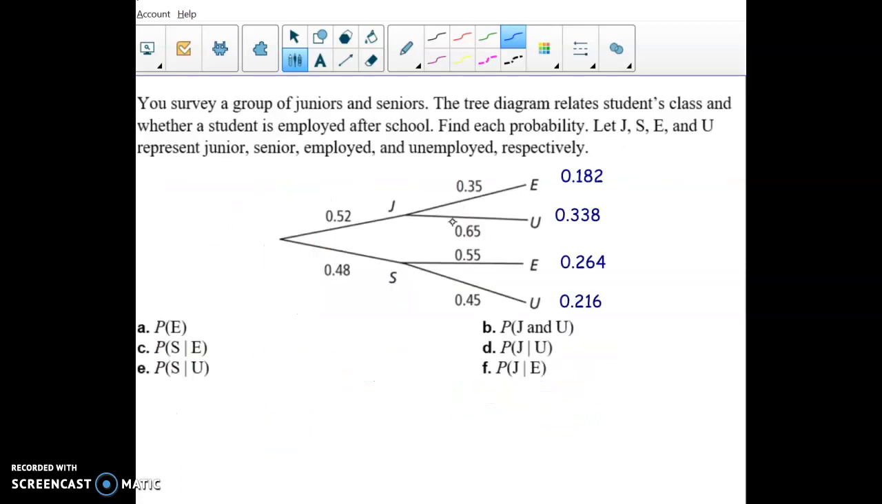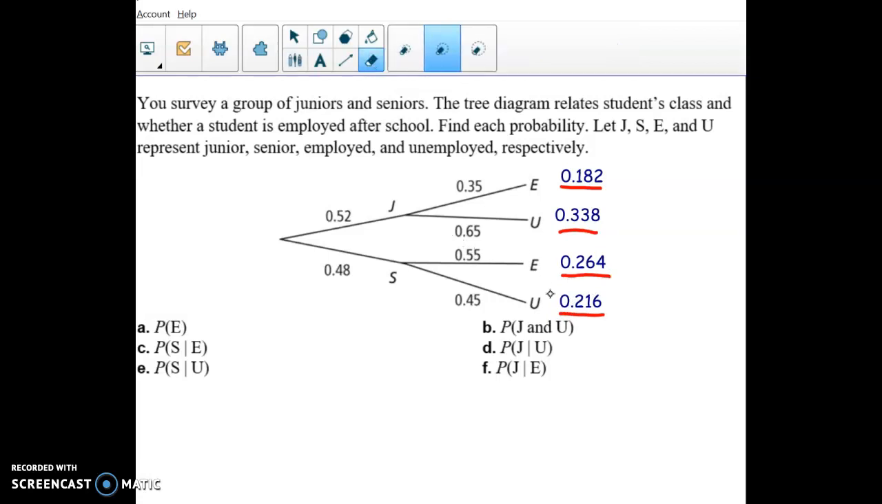Okay, next question. This is, I think, one of the harder types: tree diagrams, right? So I already made the tree just to save you a little bit of work. And then see if you can remember how you get these numbers at the end. If you want to read through this question, then think through how you get these numbers at the end, and what do they really represent?